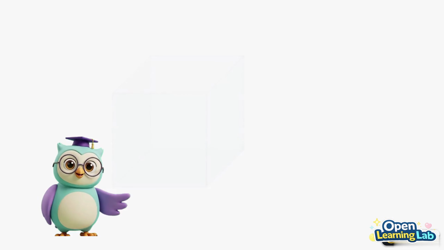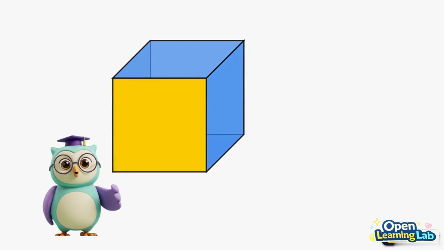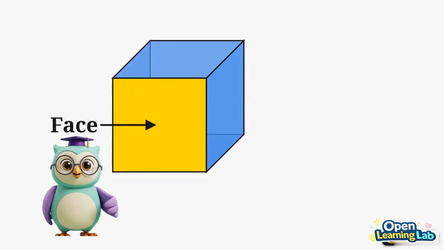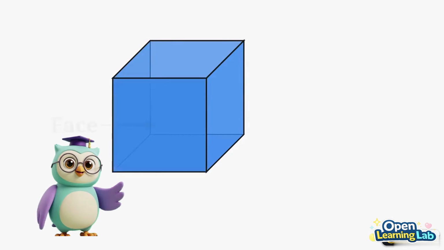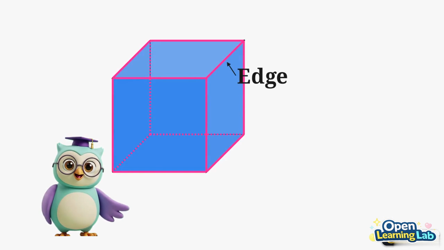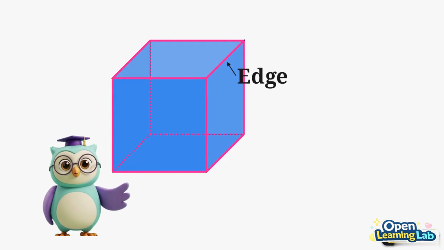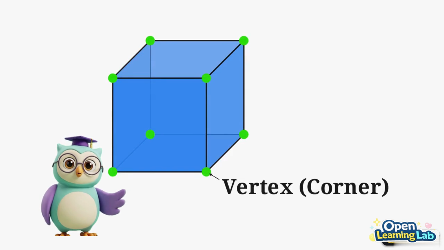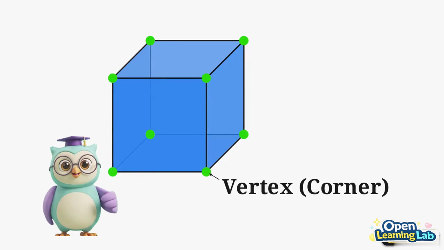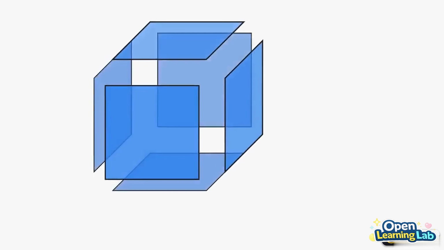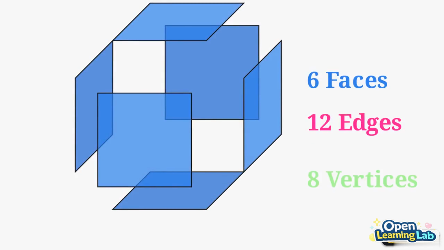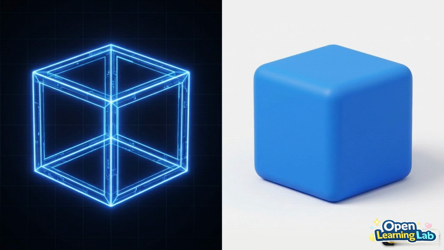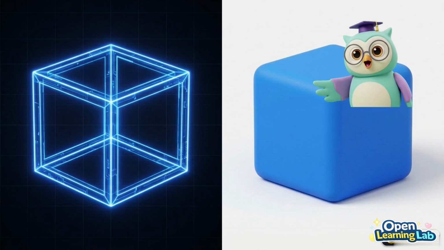We call the flat side of a 3D shape a face. On this cube, each square surface is one face. An edge is the straight line where 2 of those faces meet. When those edges come together at a pointy spot, we call that a vertex, or a corner. If we count them on this cube, we find 6 faces, 12 edges, and 8 vertices. Faces, edges, and vertices are the building blocks that define the structure of every solid object.